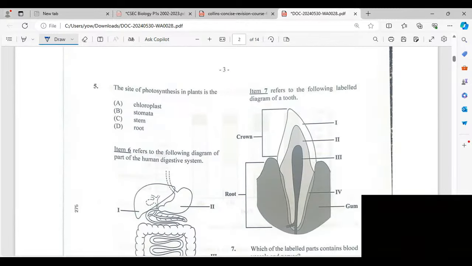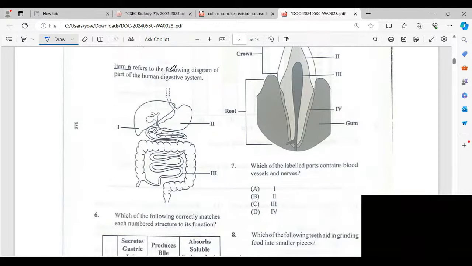5. The site of photosynthesis. The site of photosynthesis takes place in the chloroplast. That's where the chlorophyll is found.